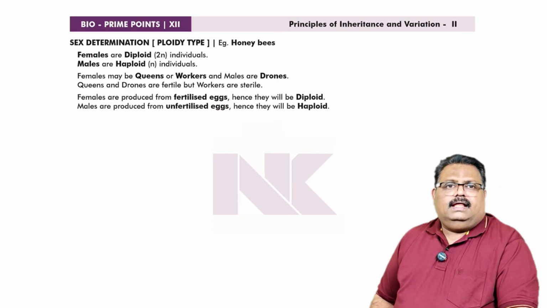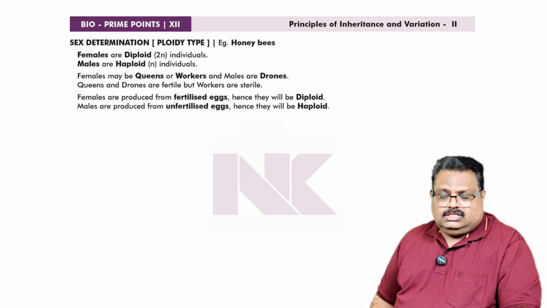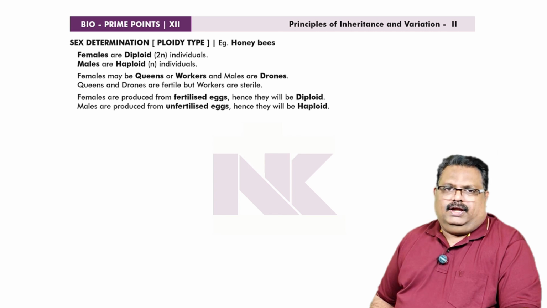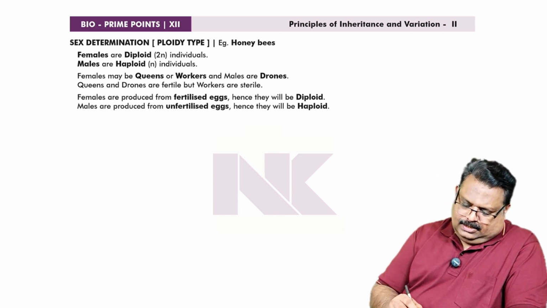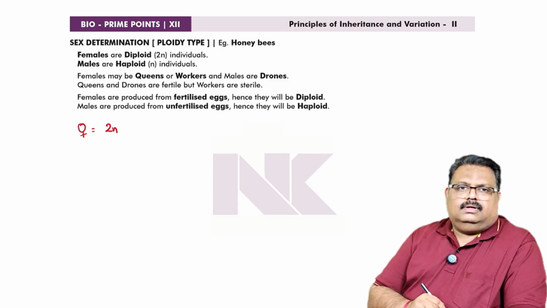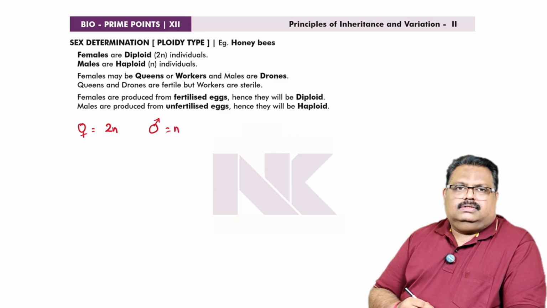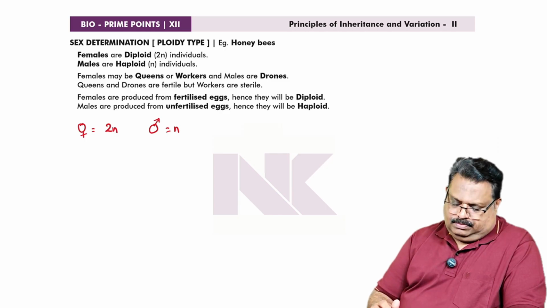Okay. Then there is another type of sex determination in the case of honeybees. This is not based on the type of chromosome, but based on the number of chromosomes. That means the number of chromosomes is represented as ploidy. Here, all the females are diploid, having 2n number of chromosomes, and all the males are haploid. So haploidy leads to male condition and diploidy leads to female condition.